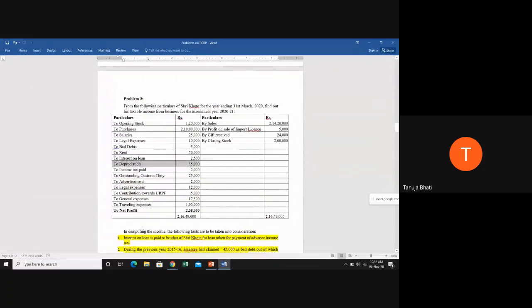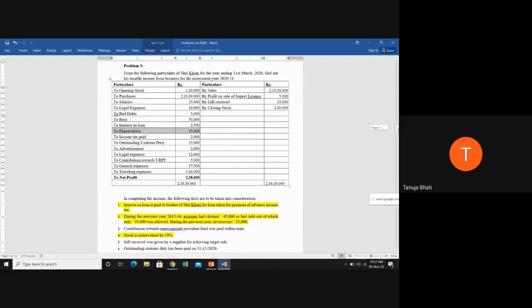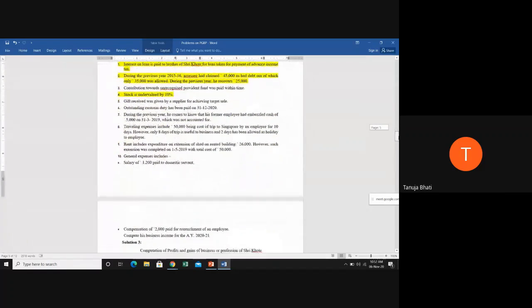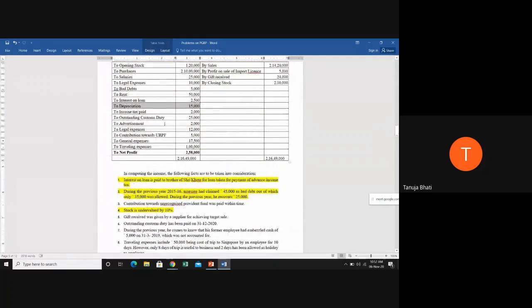Okay, next is depreciation. Tell me, depreciation allowable, disallowable? Allowable, ma'am. As per Income Tax Act, it is allowable. If it is calculated as per Income Tax Act and no additional information is given, it is allowable, no treatment to be given. Next, quickly tell me, income tax paid, is it an allowable or disallowable expenditure?